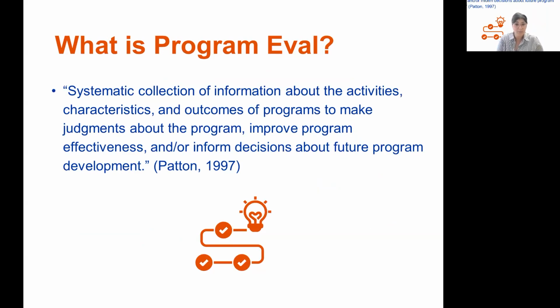If you have ever taken a program evaluation class or a training or read something the CDC or DOJ or a big national funder has put out about program evaluation, you have probably seen this Good Will Hunting era version of this Michael Quinn Patton quote about program evaluation being about the systematic collection of information about the activities, characteristics, and outcomes of programs. And then the second part of it is all of that is to make judgments about the program, improve program effectiveness, and inform decisions about program development.